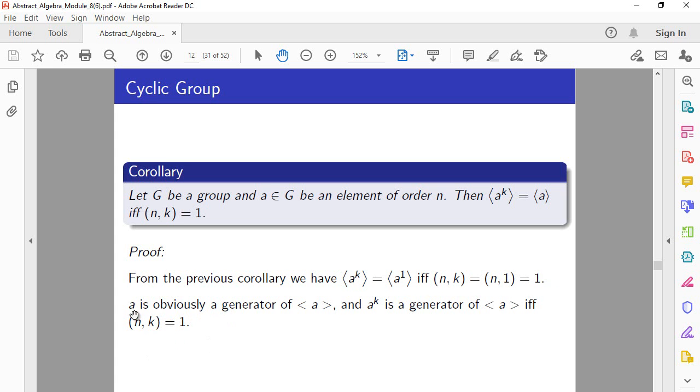This is not part of the proof, but I want to make a remark here that a is obviously a generator of the subgroup generated by a, and a to the k is also a generator of the subgroup generated by a if and only if the GCD of k and n is 1, that is, k is relatively prime to n.